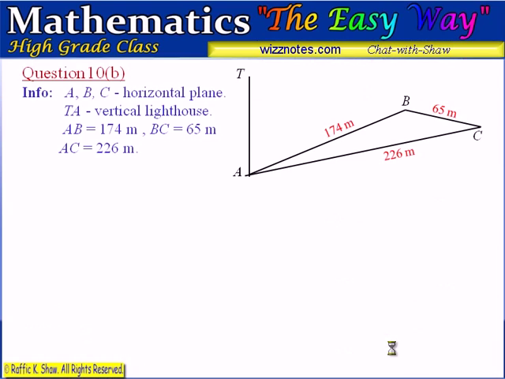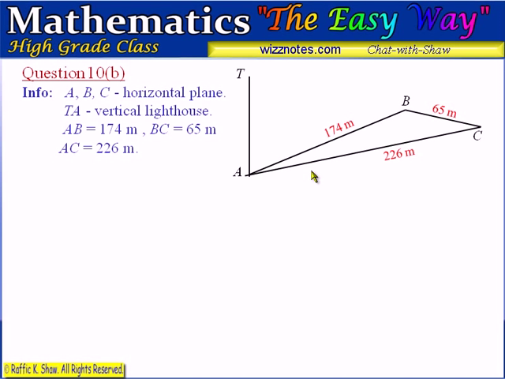Let's move down now to question 10B. Question 10B gives us this diagram along with this information. It says the points A, B, and C are on a horizontal plane. So this triangle is on the horizontal plane, so that's a horizontal triangle. And then TA is a vertical lighthouse. So this is a vertical lighthouse.